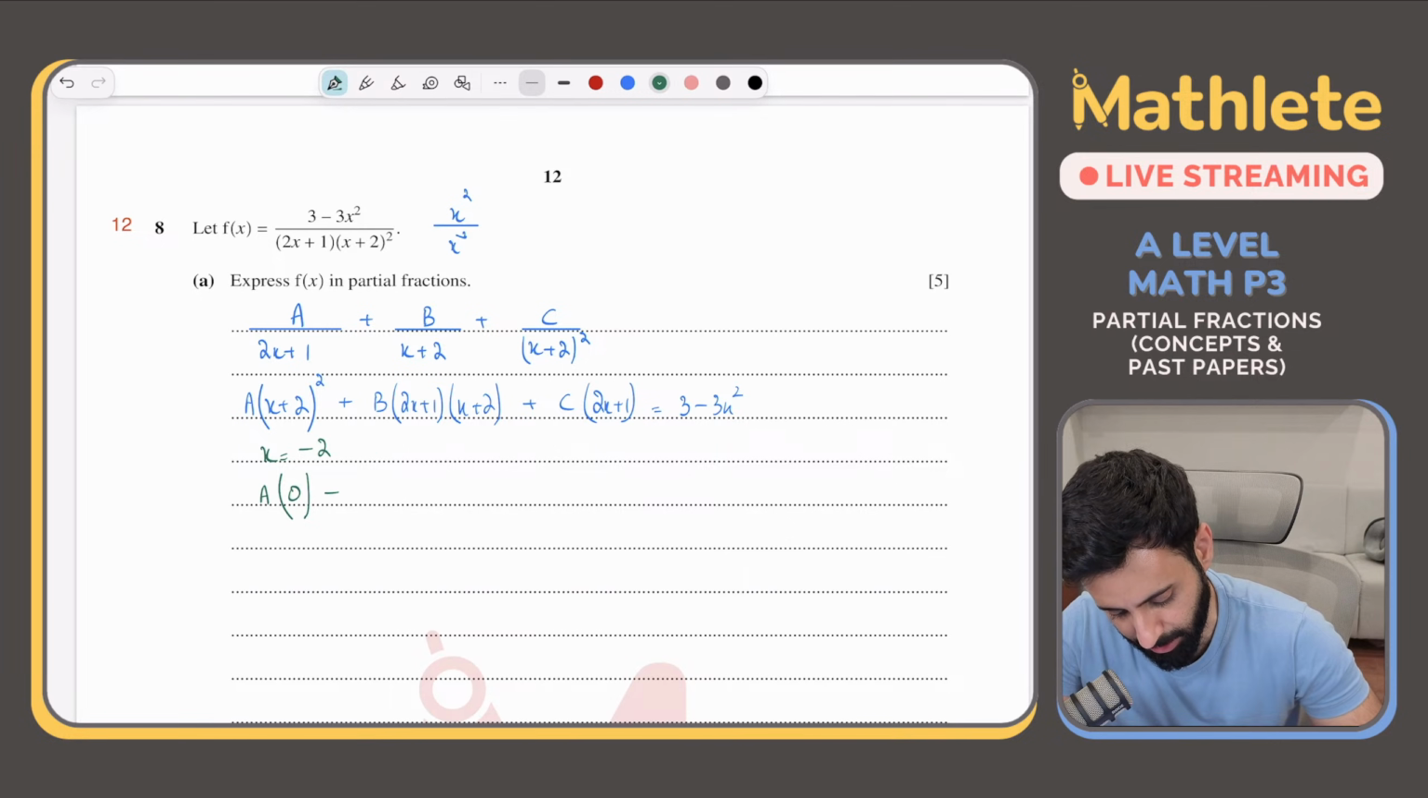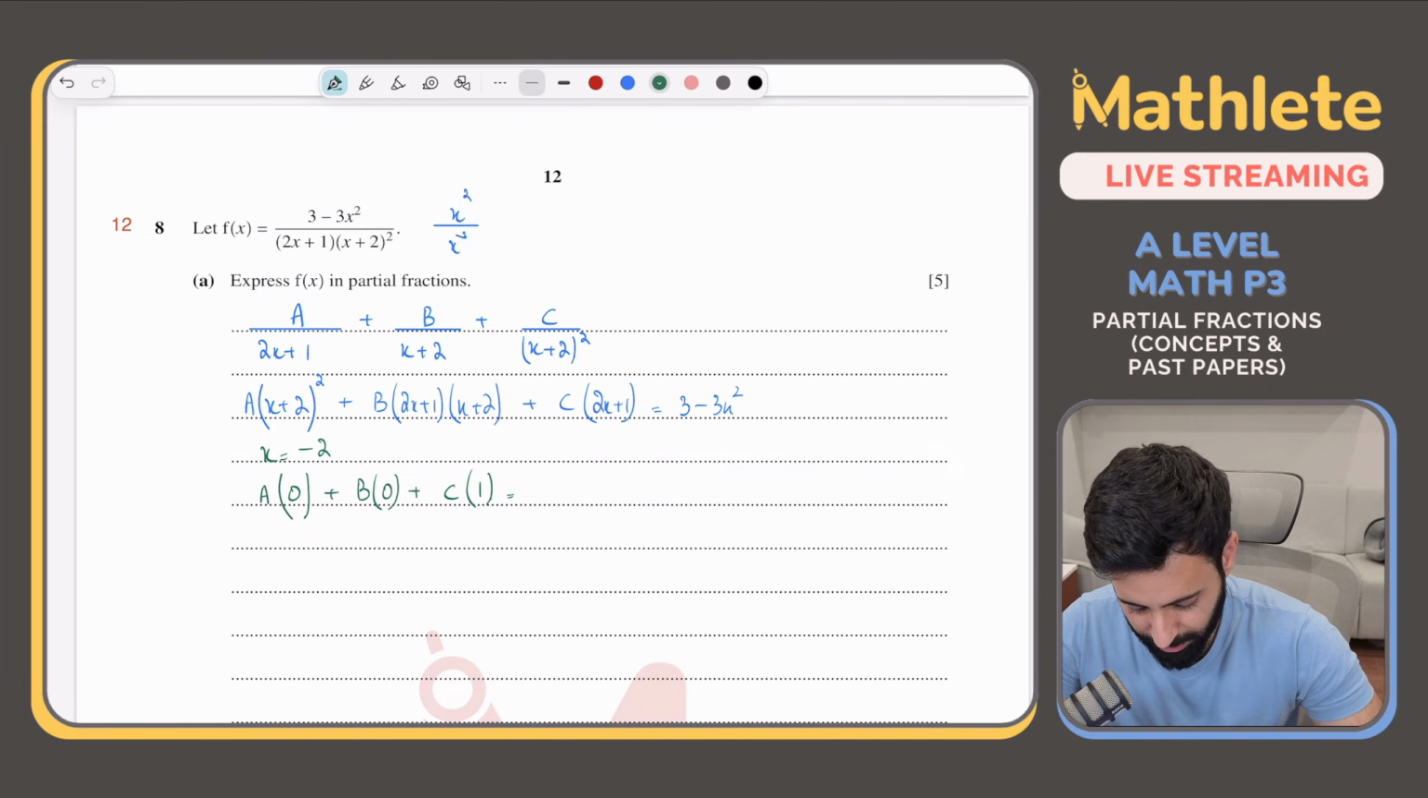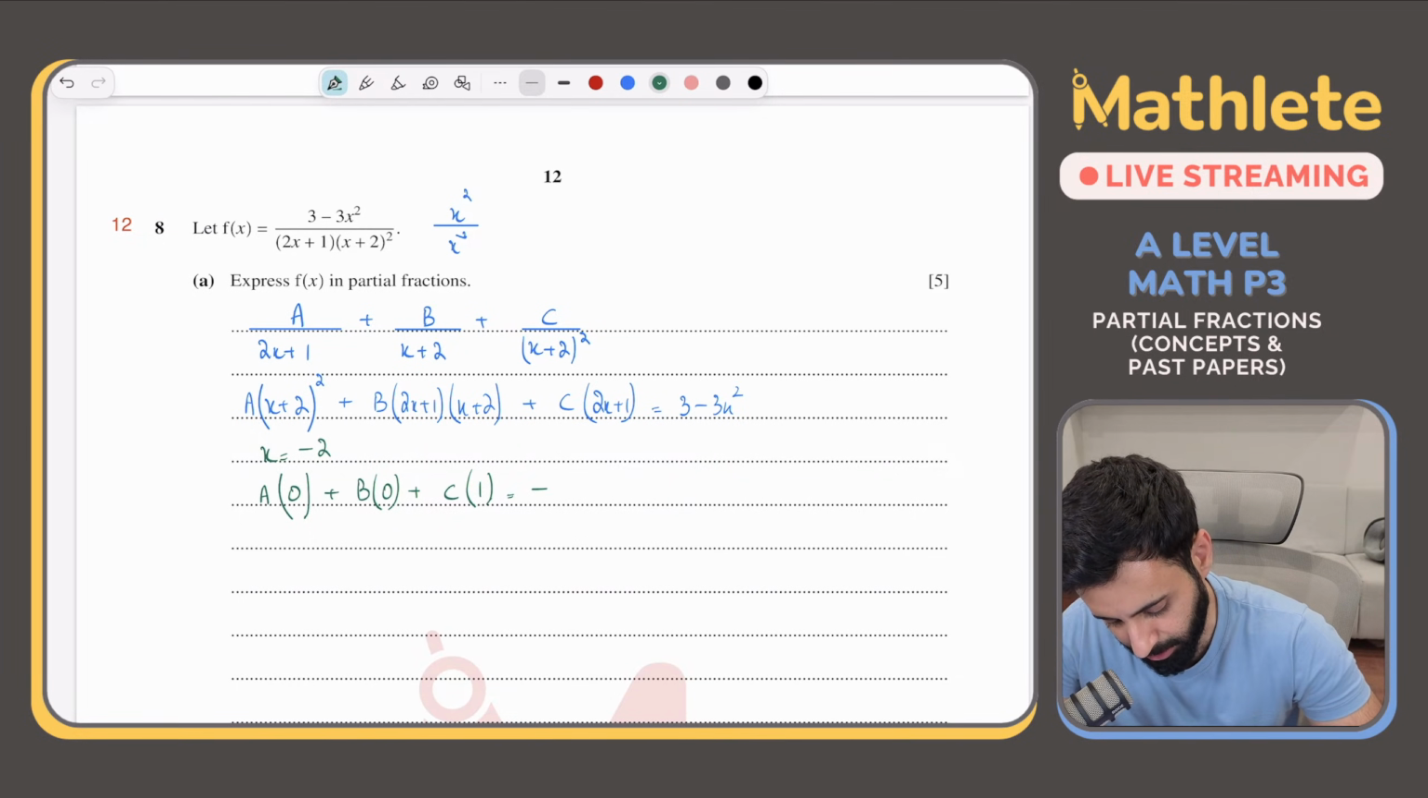So a gets multiplied by 0. B also gets multiplied by 0. C, however, gets multiplied by 1. And minus 2 squared is 4. 3 times 4 is 12. 3 minus 12, that is minus 9.